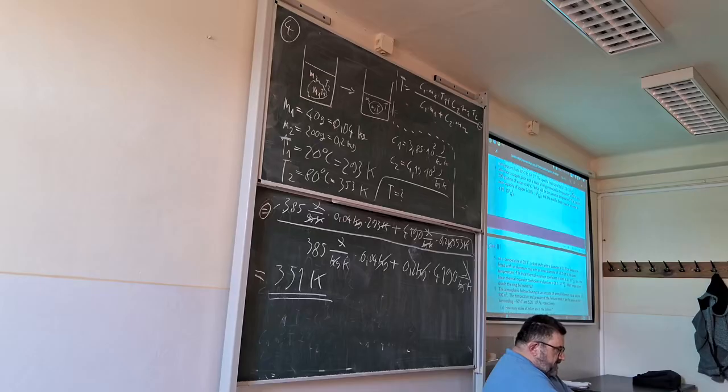The linear thermal expansion coefficient of steel is this one, and the linear thermal expansion coefficient of aluminum is that one. What temperature should the ring be heated to? Can you imagine this? Do you understand the process?